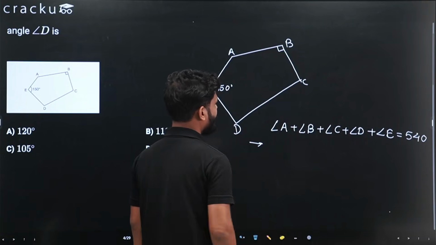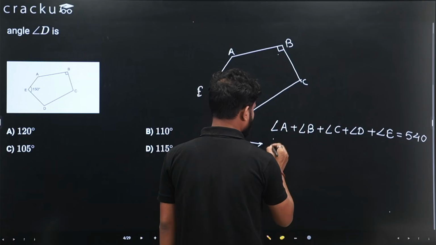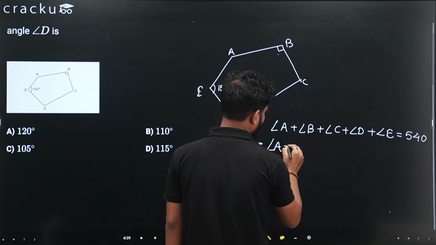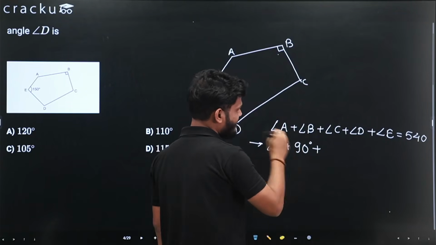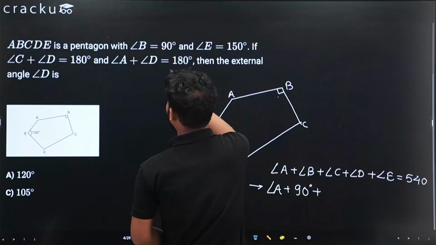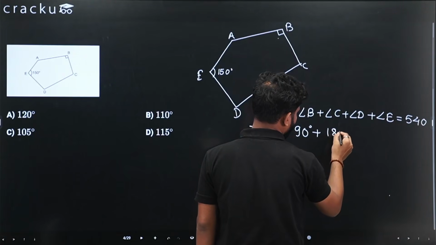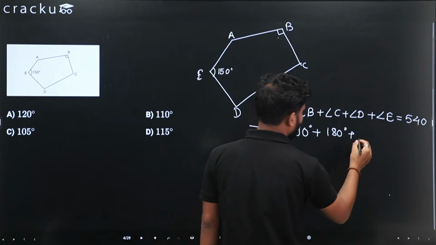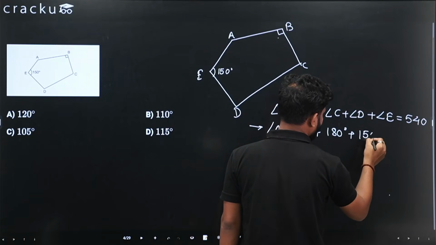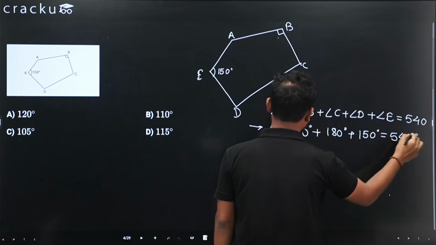Now, what you can do from here? You know that angle B is 90 degree. You have given C plus D is 180 degree. So, you can write angle A plus 90 degree plus 180 degree plus angle E, which is 150 degree, is equal to 540 degree.